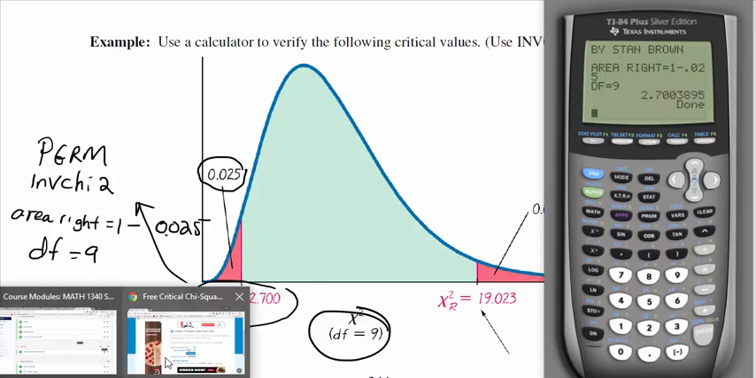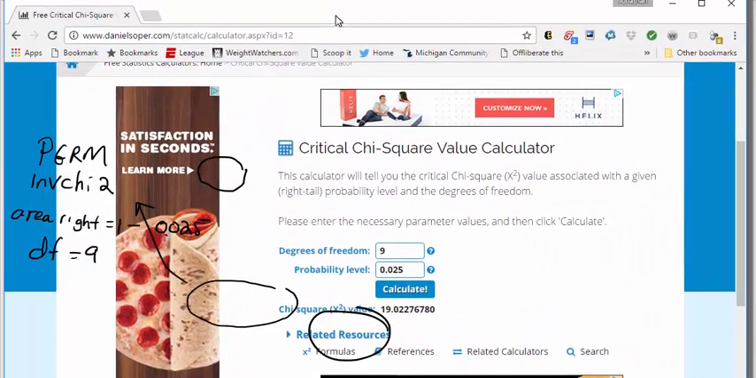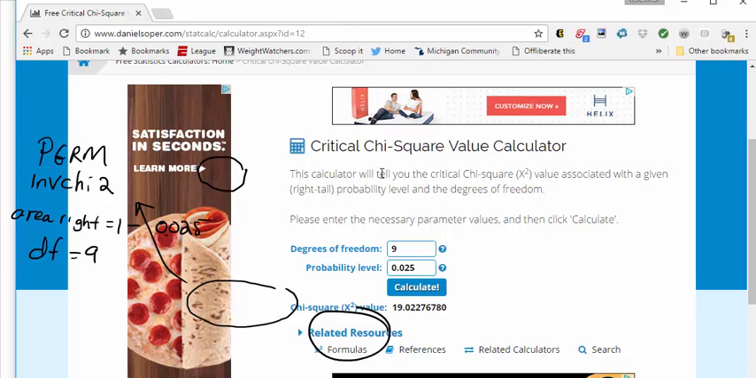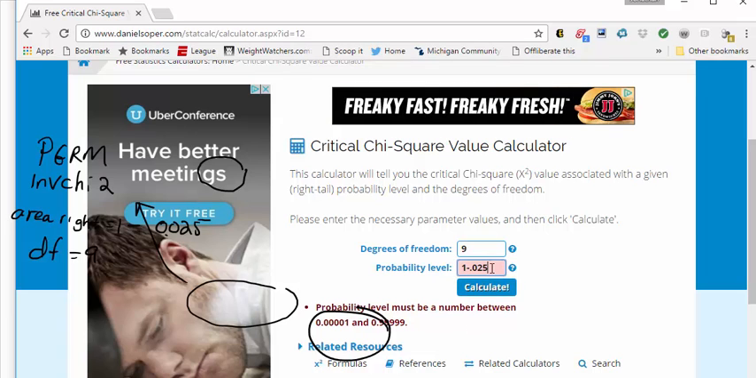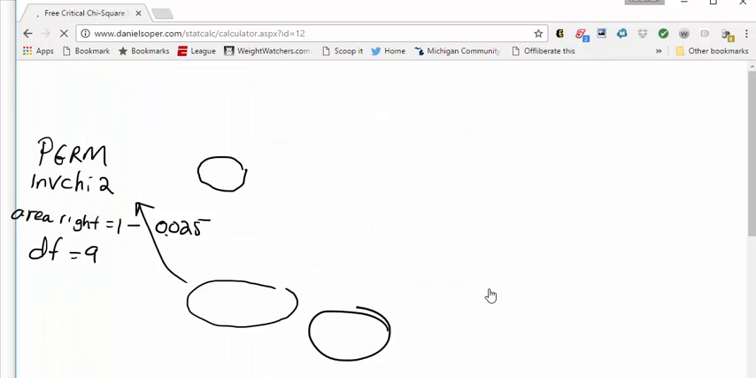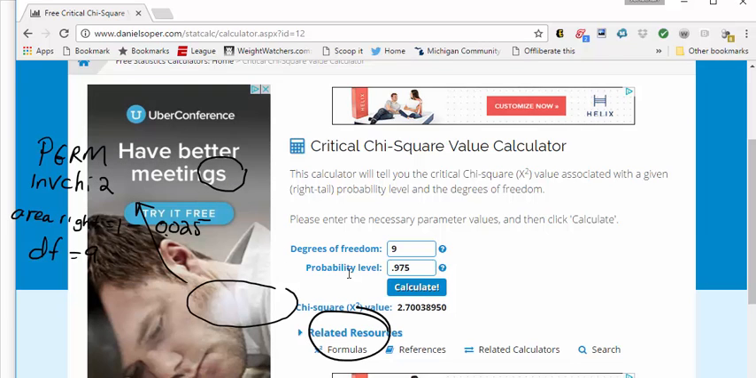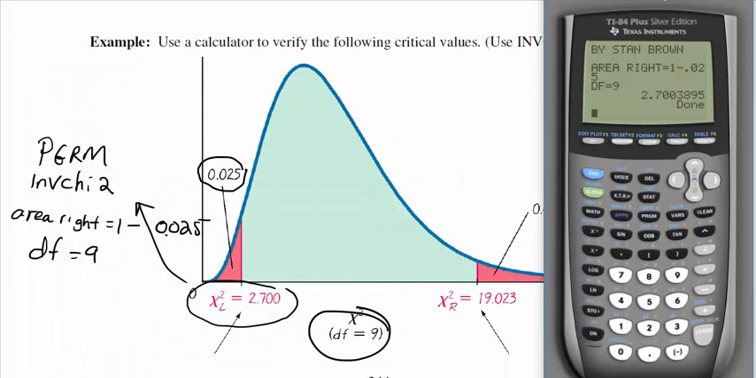2.700. If you didn't like that, you could go to the critical value calculator that I have here, and if I type in the degrees of freedom are 9 and then 1 minus 0.025, I think I can do it that way. Oh, this calculator makes you enter the 0.975, so you actually have to subtract that. And you can see that I get the same value of 2.7003895. So that's perfectly fine to do.